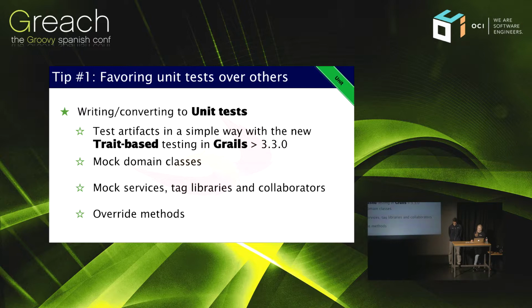So when we decide to write a unit test, we have to deal with the problem of simulating these collaborators. But Spock Framework and Grails provide many ways to make this unit test easier and faster. The new trait-based Grails testing allows us to test Grails artifacts in a simple and easy way. We can make the other units we need work easily, mocking the domain classes, services, beans, tag libraries, overriding methods, and so on.